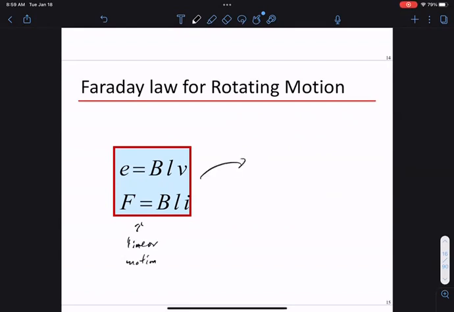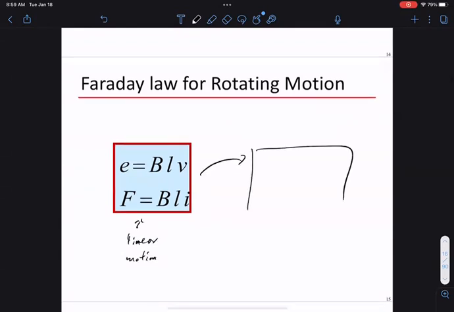This gets converted to a rotational motion. So you still take some conductor. Now imagine this conductor is turning in a magnetic field. If you turn, you have some voltage, some function of delta n. So delta n is a relative difference in speed.